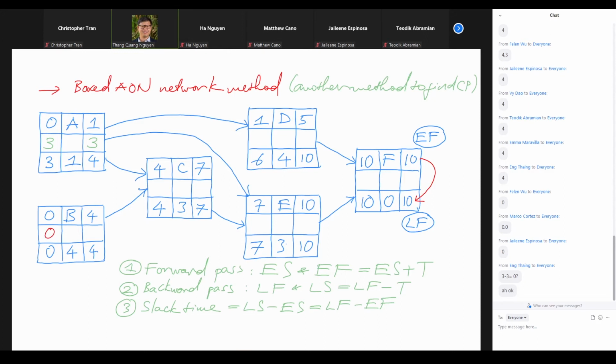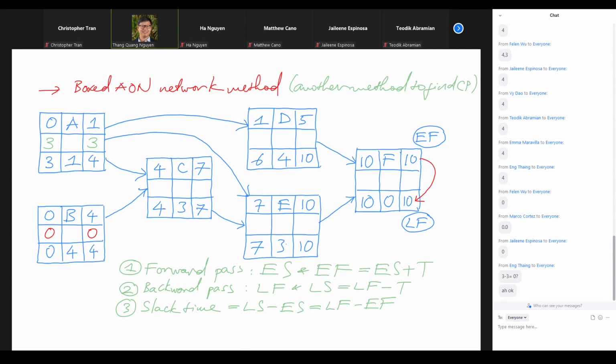Or equivalently, we compare the two finish dates, the earliest finish and the latest finish. Then we also have the 0 here. You take the bottom number and subtract the top number. What does 0 mean? 0 slack time means that we cannot delay B at all.